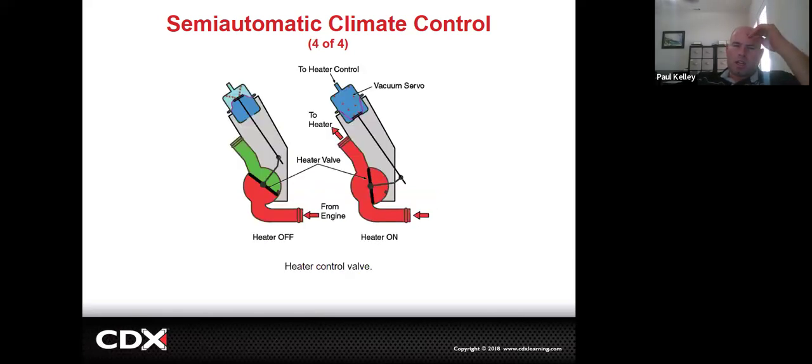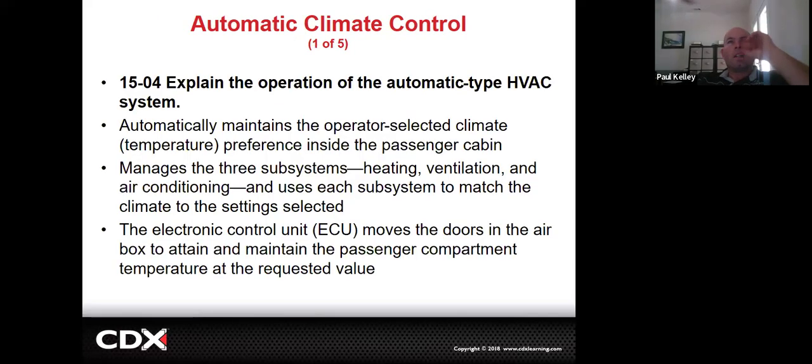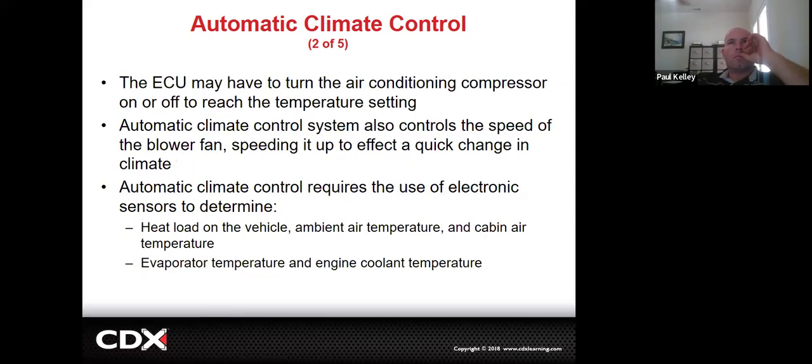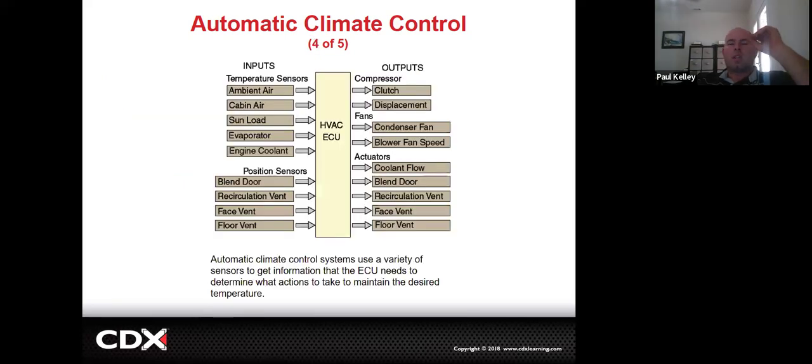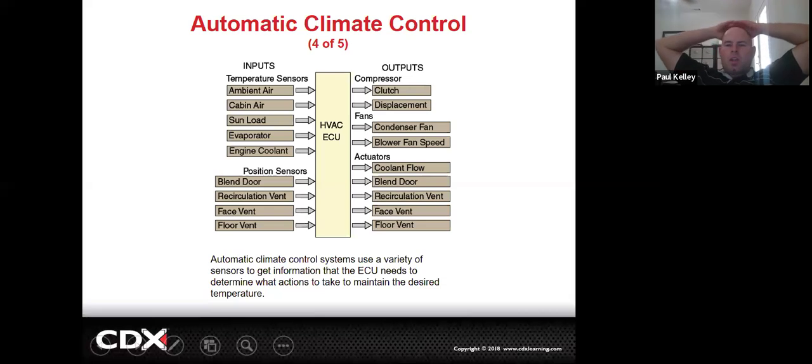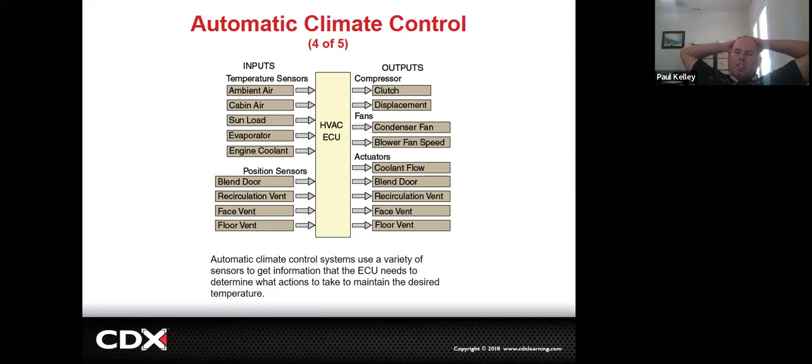You generally won't see that on a heater control valve type. So here's the automatic, right? It can control all of them. Cool. So we'll jump right to here. This is where it gets a little technical. Here's your HVAC ECU. It's got all these inputs. It needs to know all those inputs so it can refer to its programming to make a good judgment on an output. Make sense?